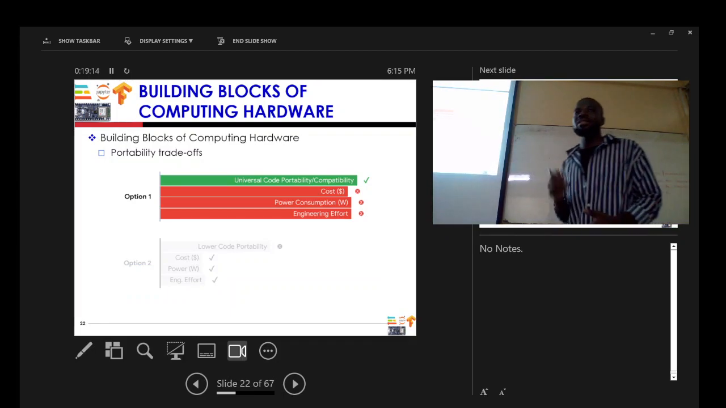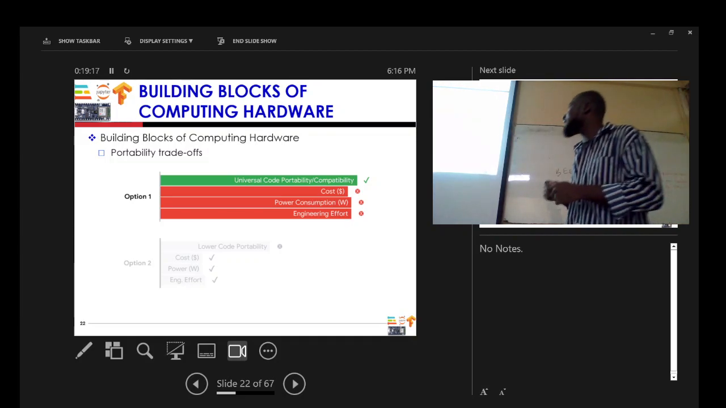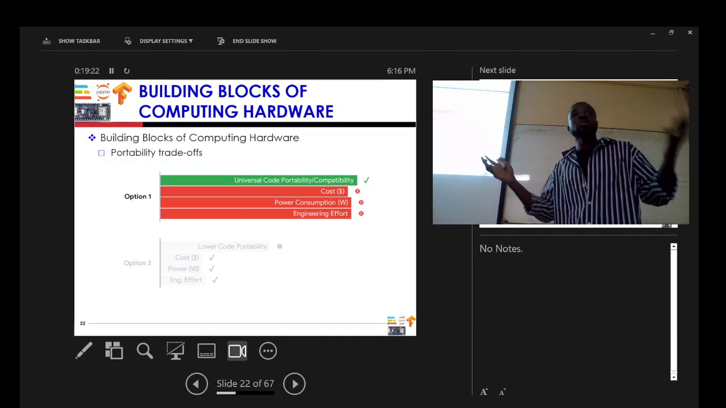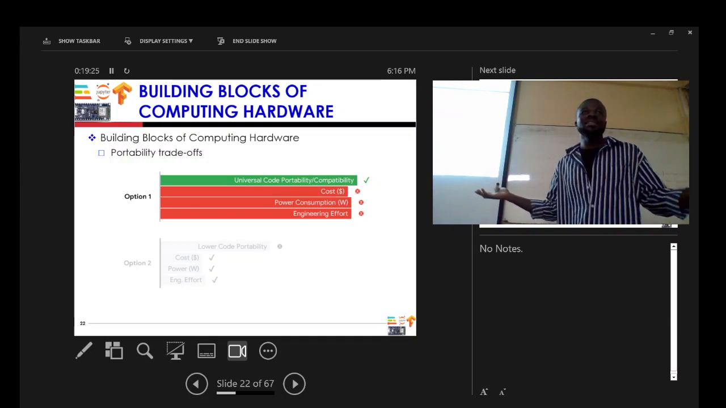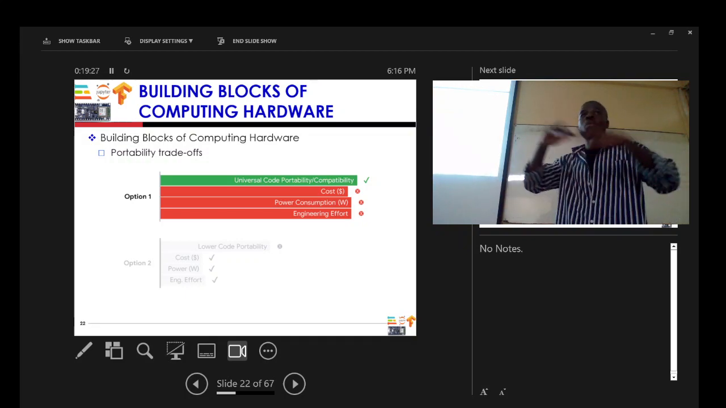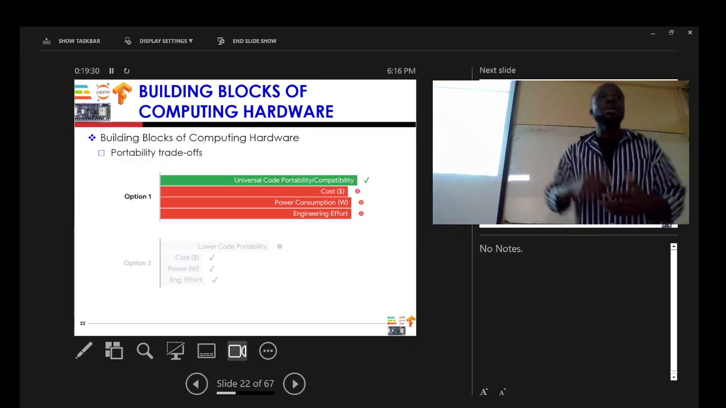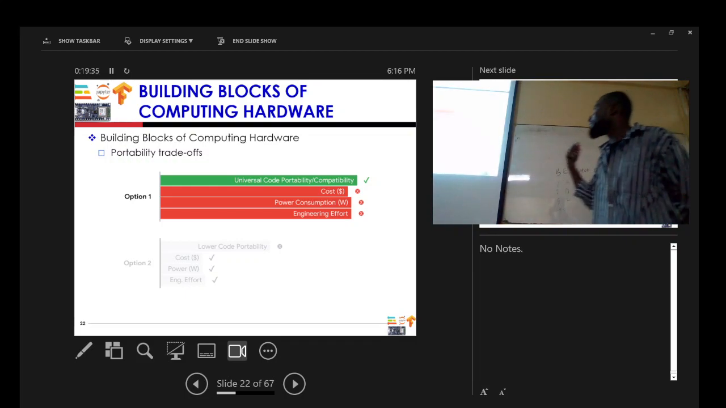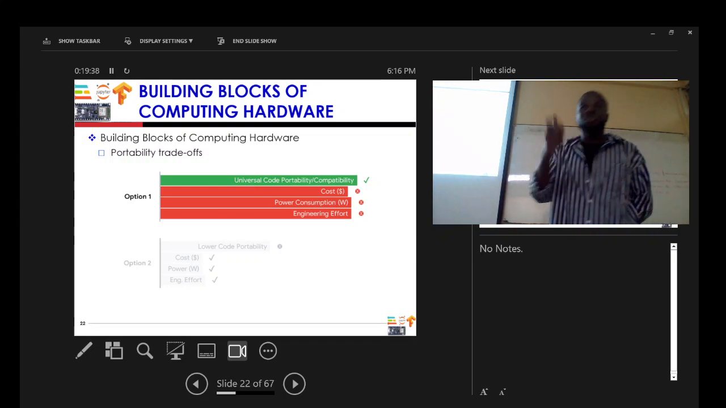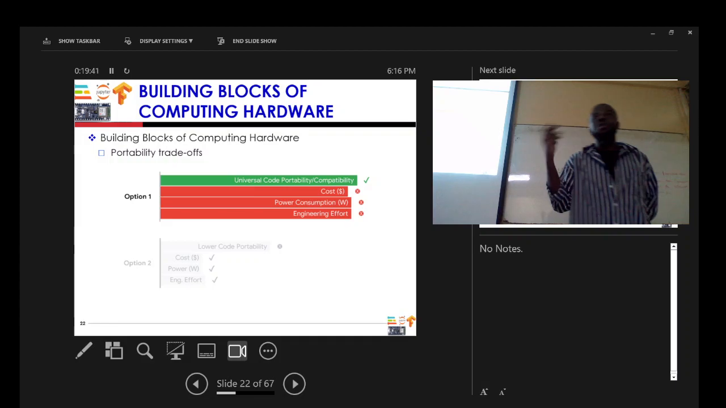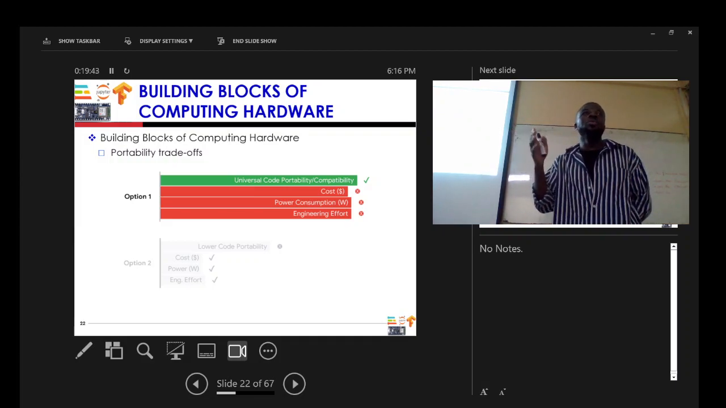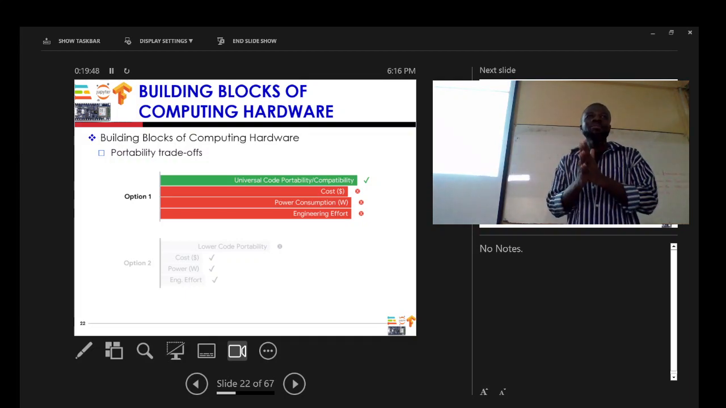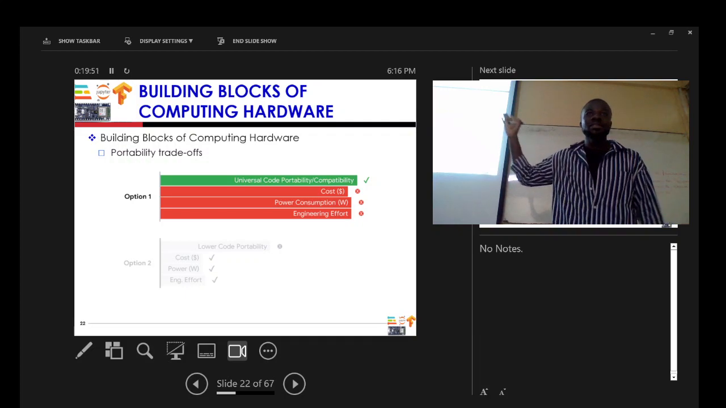So now you can have some kind of options. Portability trade-off. If you have a code that is highly portable, it means that the cost of that code is high. It's very portable and can run on all systems, but it consumes more power. It also means that we use a lot of engineering effort to make that library or code. For a code to be portable, you need a lot of time to make sure that every component, all the drivers, all the libraries, come together. So that is the engineering effort.